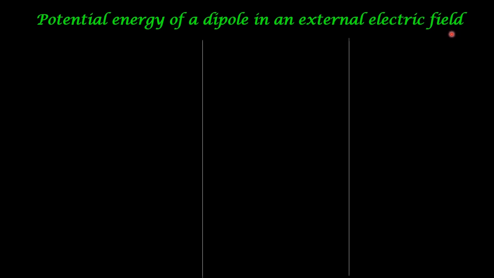I have already posted a video on potential energy of a single charge as well as multiple charges in an external electric field. If you have not yet watched that video, click the I button in order to watch that. We considered only positive charges in the previous cases. In this video, we are discussing a dipole in an external electric field. That means a positive and negative equal charges separated by a small distance in an external electric field.